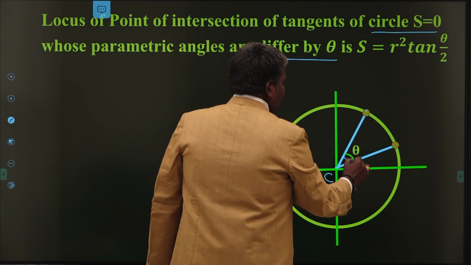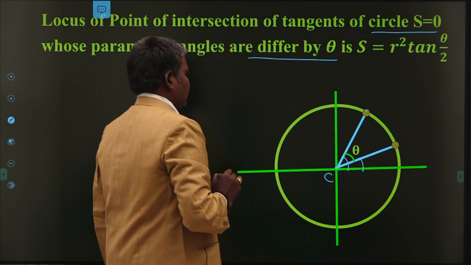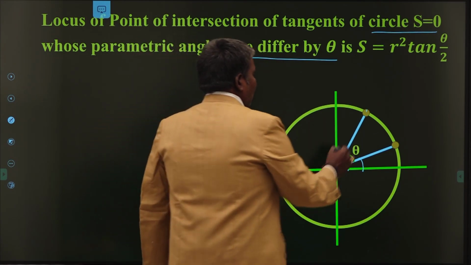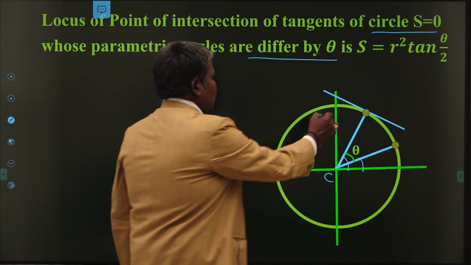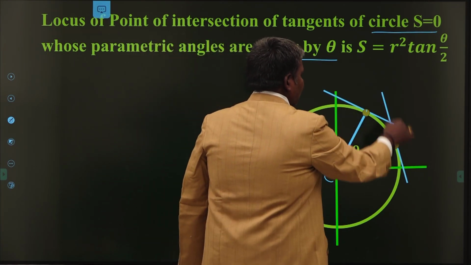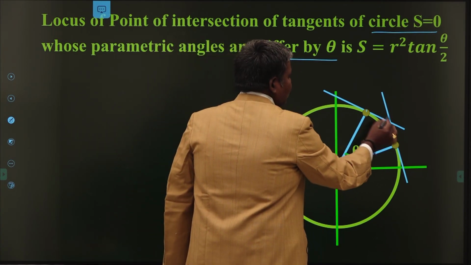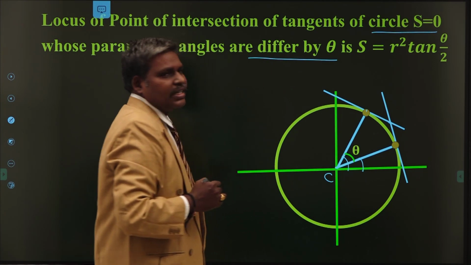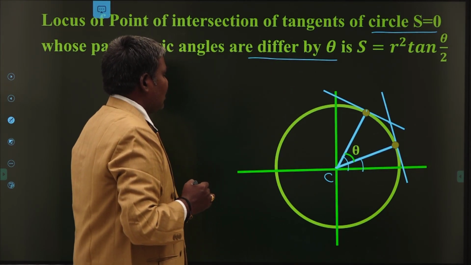This is the parametric angle for the second point, and their difference is given to you as theta. At that time, you have to draw the tangents at these two points. This is the tangent drawn at this point, and this is another tangent drawn at the second point. We have to find out the locus of this point of intersection of the tangents. That is your question.